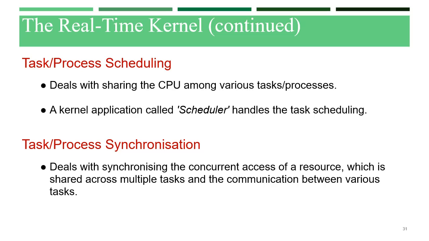The next basic function of a real-time kernel is task or process scheduling. This deals with sharing the CPU among various tasks or processes. A kernel application called the scheduler handles the task scheduling. The scheduler is nothing but an algorithm implementation which performs the efficient and optimal scheduling of tasks to provide deterministic behavior. Next we have task or process synchronization. This deals with synchronizing the concurrent access of a resource which is shared across multiple tasks, and the communication between various tasks.